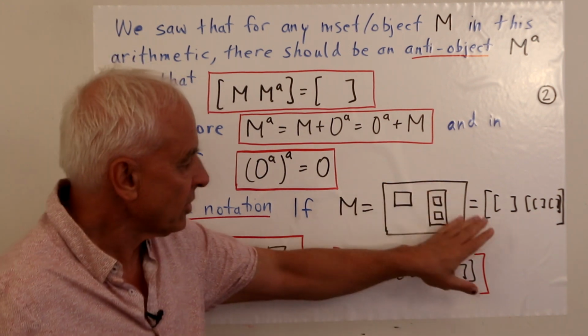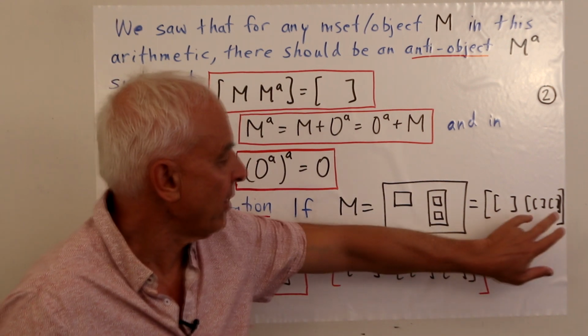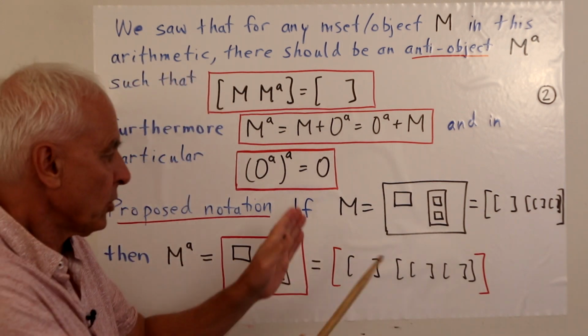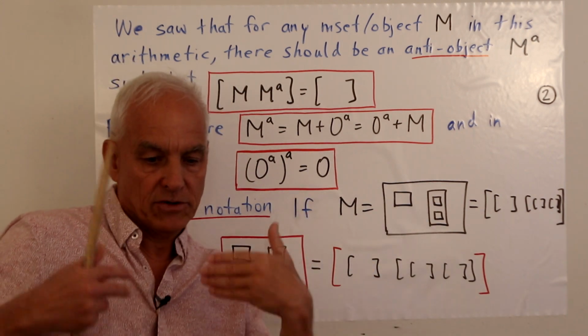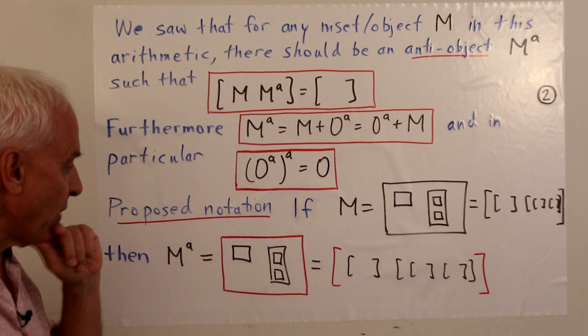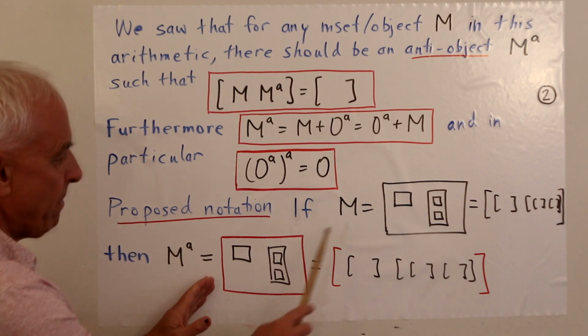If we wrote it out in terms of linear structure, there's a big M set with an empty M set there, and here's an M set with two M sets inside it. So if we were looking at this M set and trying to understand its anti-object, so M super A, then I propose that we could denote that with a red bounding box.